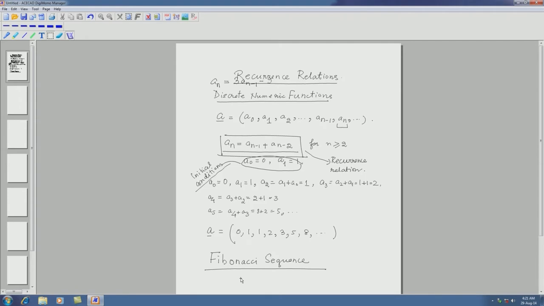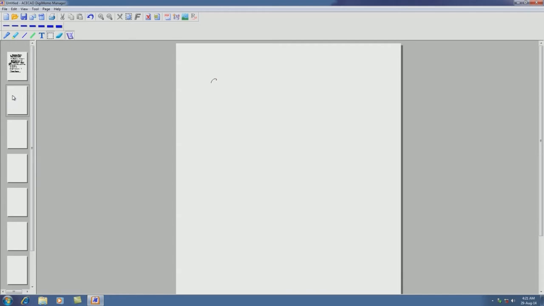Now, we can have many more examples of recurrence relations. For example, we could have written An equal to 3 times An minus 1 minus 2 times An minus 2, and I start from n greater than or equal to 2, and for A0 and A1 I have to choose some initial conditions.